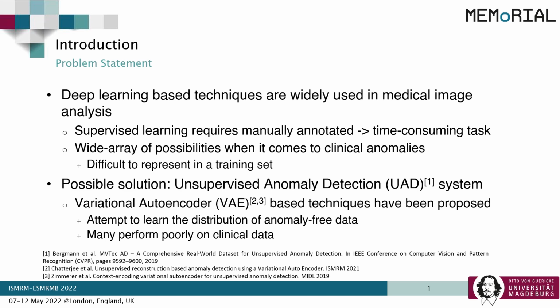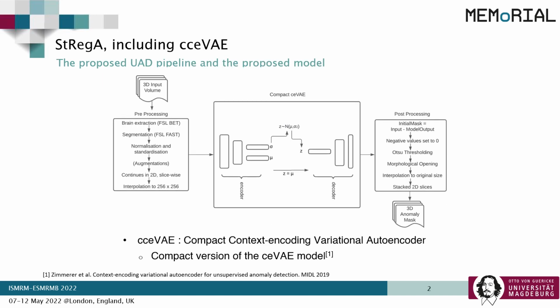Variational autoencoder-based techniques have been proposed for the same, which attempt to learn the distribution of the anomaly-free dataset without any annotation, but many of them perform poorly while detecting pathologies in clinical data. This research proposes StRegA, an unsupervised anomaly detection pipeline that attempts to improve a VAE-based model's performance by simplifying its output. We focused on anomaly detection in brain MRIs.